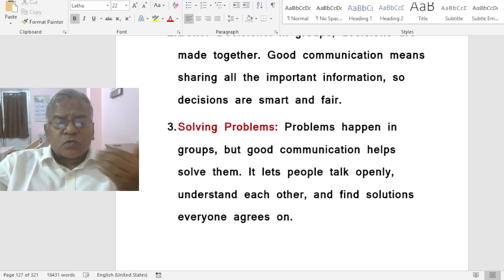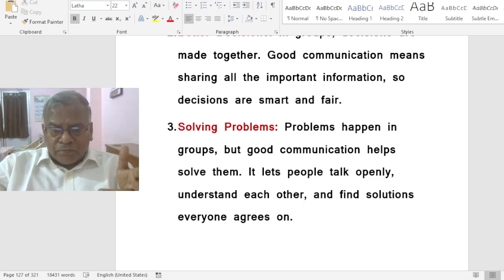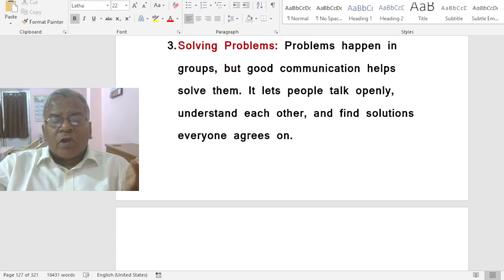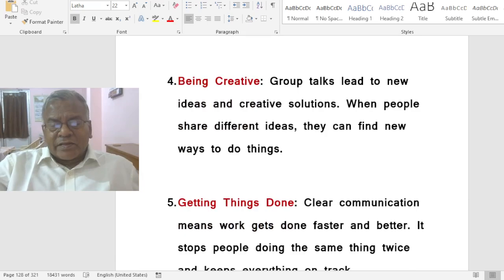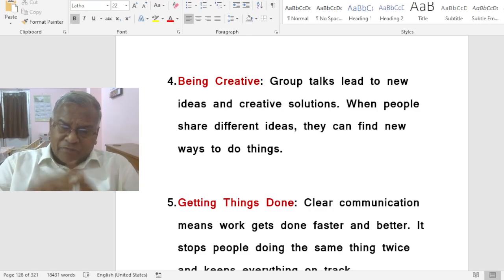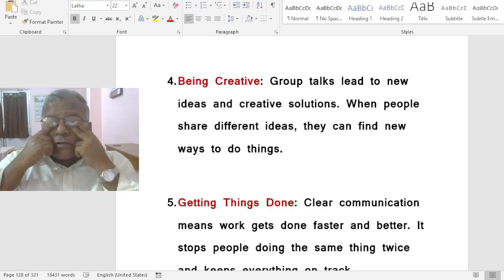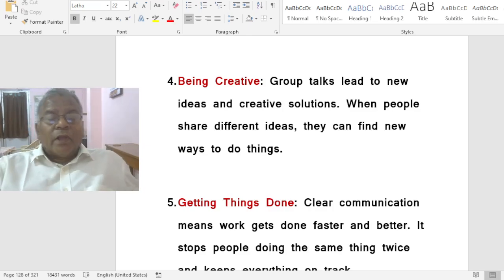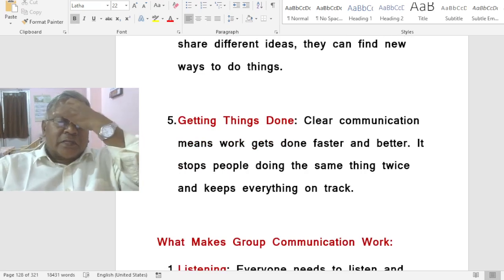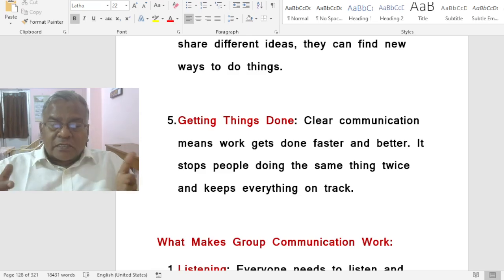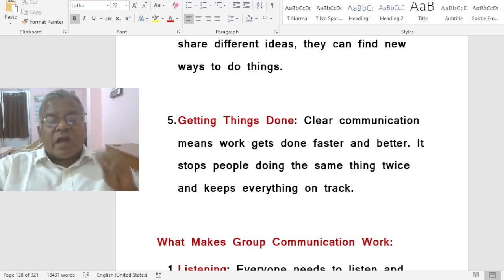Then it helps us to solve problems. Problems happen in groups, but good communication helps solve them. It lets people talk openly, understand each other, and find solutions everyone agrees on. Then being creative. Group talks lead to new ideas and creative solutions. When people share different ideas, they can find new, creative ways to do things. Getting things done. Clear communication means work gets done faster and better. It stops people doing the same thing twice and keeps everything on track.